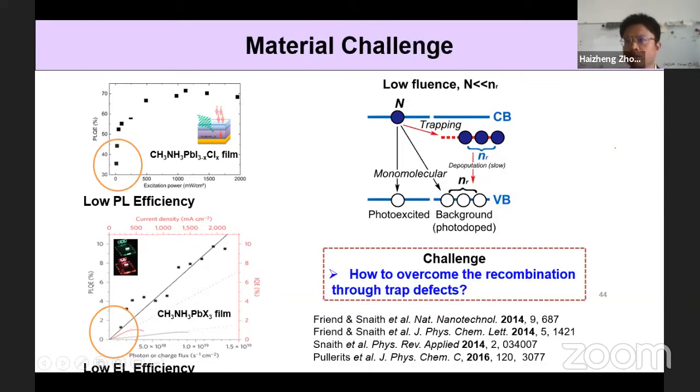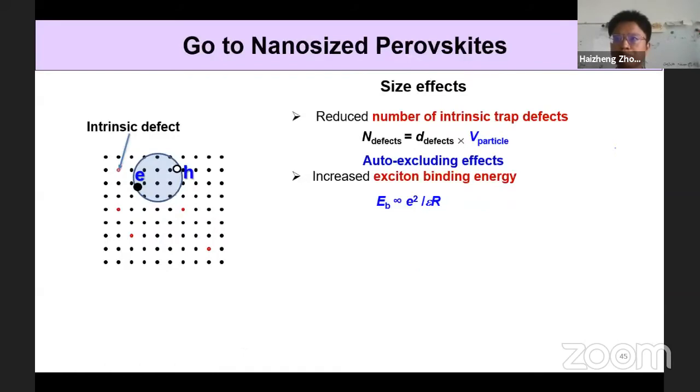So how do we overcome the recombination through trap defects? If we can, then we have the potential to achieve high photoluminescence. Actually, the principle is quite simple, because the success of quantum dots tells us that if we can reduce the size of semiconductors, we have the potential to achieve enhanced PL properties.